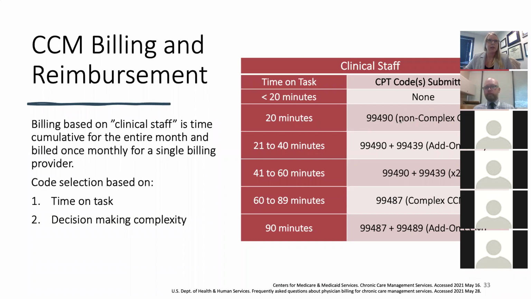The code that's selected is going to be based on time spent as well as the decision-making complexity. And you can see here on the slide, I've split it where we've identified 99490 as non-complex, whereas those that are spending at least 60 minutes and have some sort of complexity to the decision-making, we can get a higher level code of 99487.